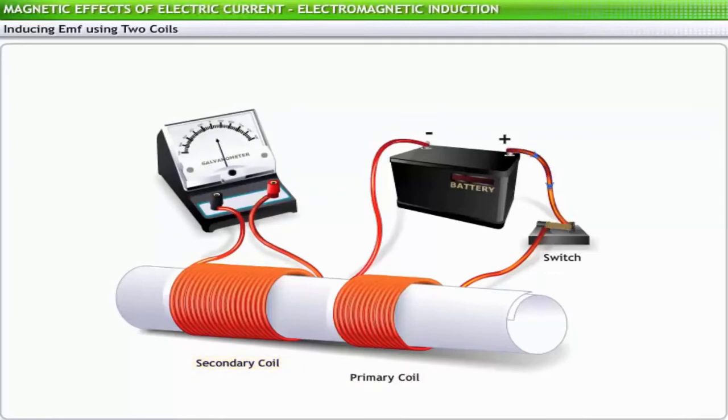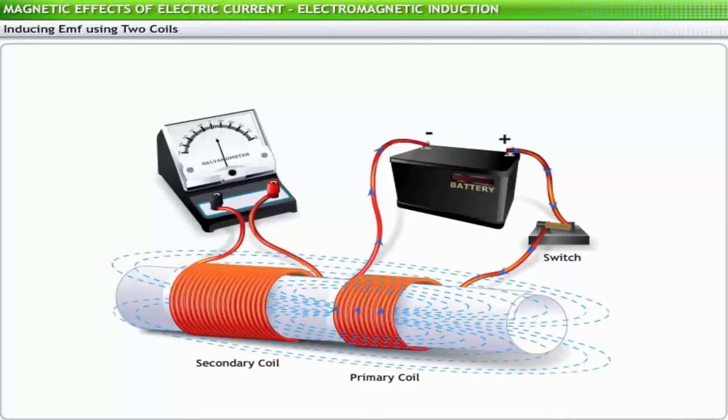When the key is pressed, a current passes through the primary coil. This current produces a magnetic field. As the magnetic field around the primary coil increases, the magnetic field associated with the secondary coil increases equally. The change in the magnetic field associated with the secondary coil induces EMF in the secondary coil. This EMF can be observed through the deflection of the needle in the galvanometer.